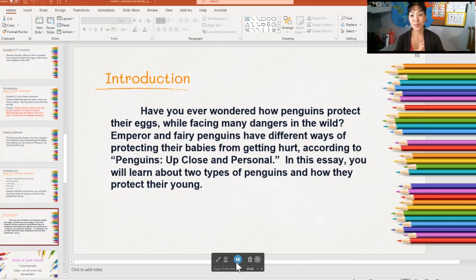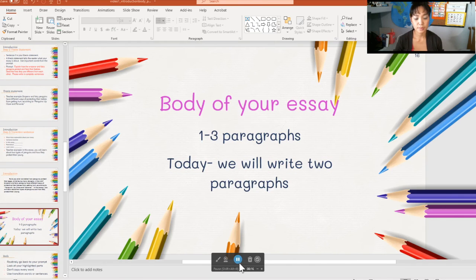Okay, so we have written 3 sentences for our introduction. Let's read our introduction. Have you ever wondered how penguins protect their eggs while facing many dangers in the wild? Emperor and fairy penguins have different ways of protecting their babies from getting hurt, according to Penguins Up Close and Personal. In this essay, you will learn about 2 types of penguins and how they protect their young. All right, the next part is the body of your essay.